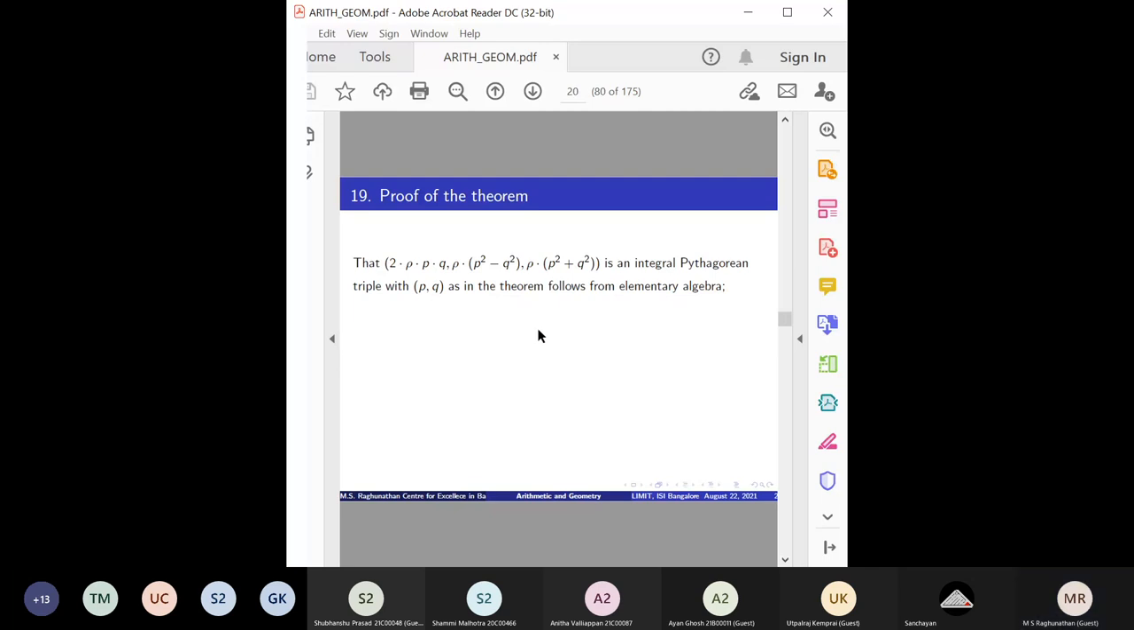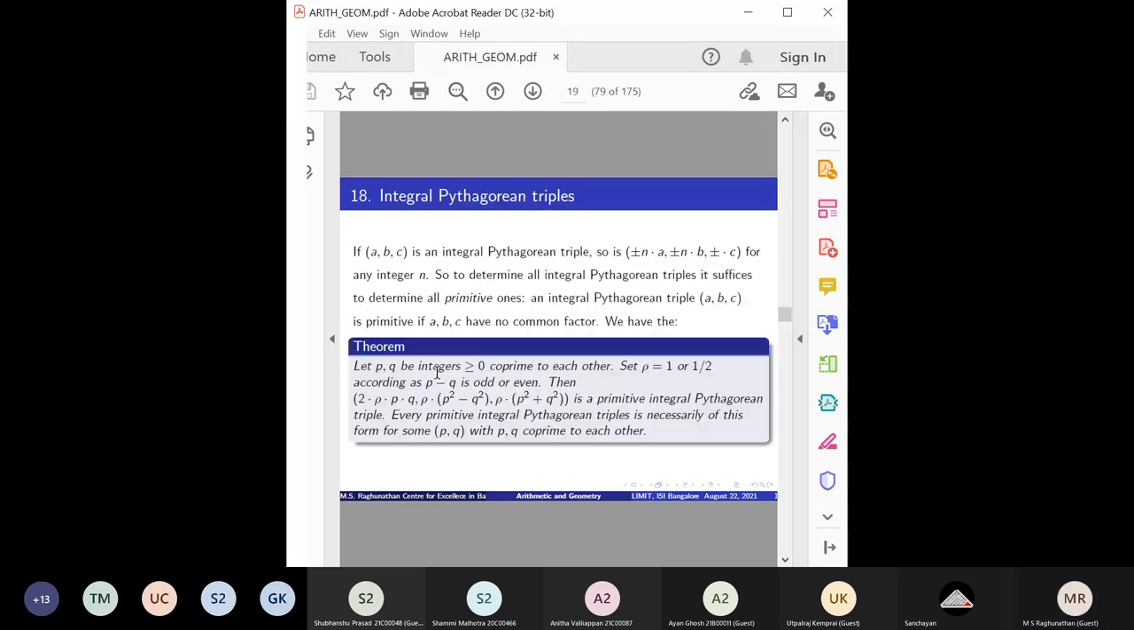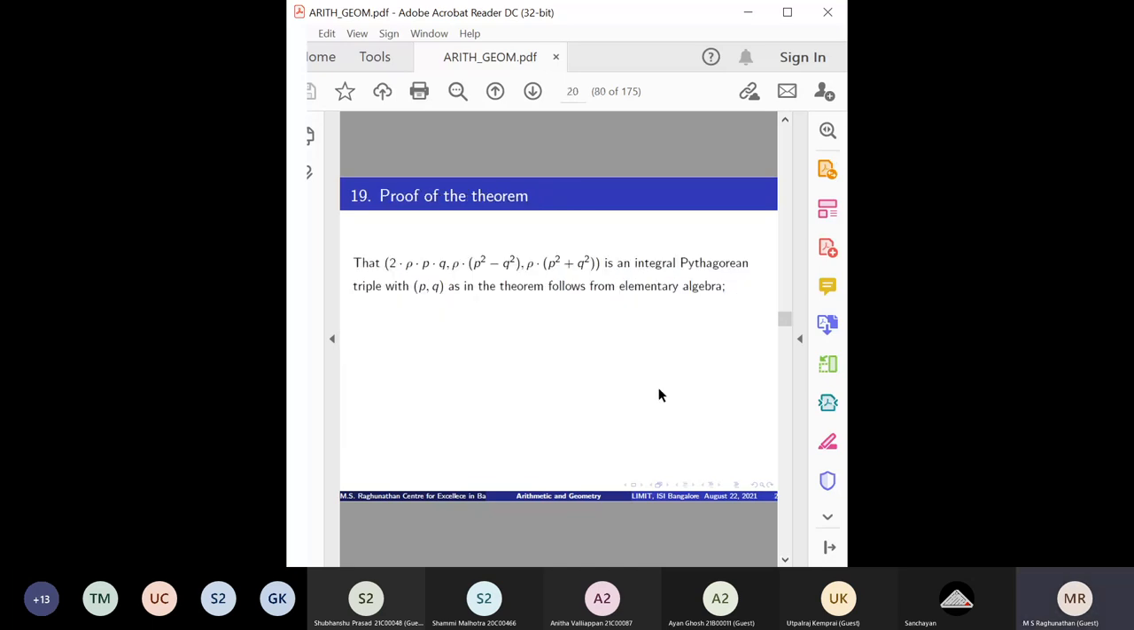Notice that in the previous slide, because of our definition, these numbers are integers: twice rho PQ, rho times P square minus Q square, rho times P square plus Q square. Even though it involves division by half, these three are integers. Anyway, if you have integers like this, then we know it's a Pythagorean triple.